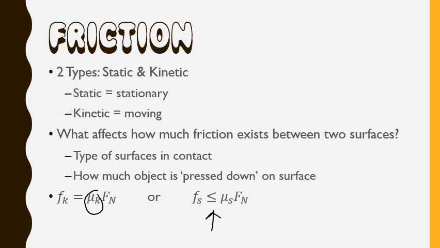If we have an object that is just barely about to start moving, then we will say that it has a maximum force of static friction, and that less than or equal to sign will become an equal to sign, and it equals the coefficient of static friction times the normal force. The coefficient of static friction, much like the coefficient of kinetic friction, is a number without any units and depends on the types of surfaces that are in contact. One important fact is that the coefficient of static friction is always greater than the coefficient of kinetic friction. We'll put these equations to use in class as we apply them to problems with friction.